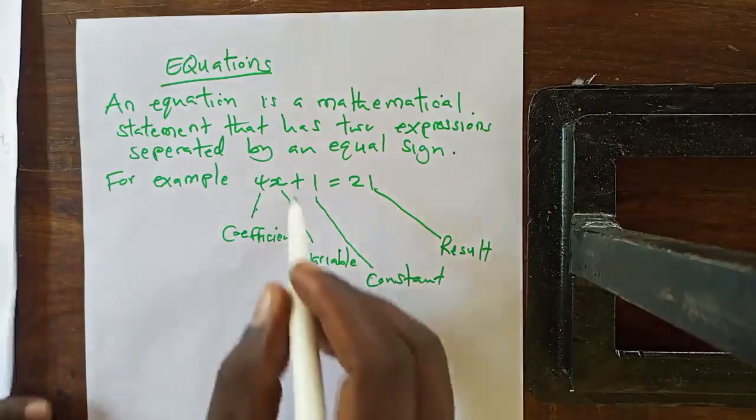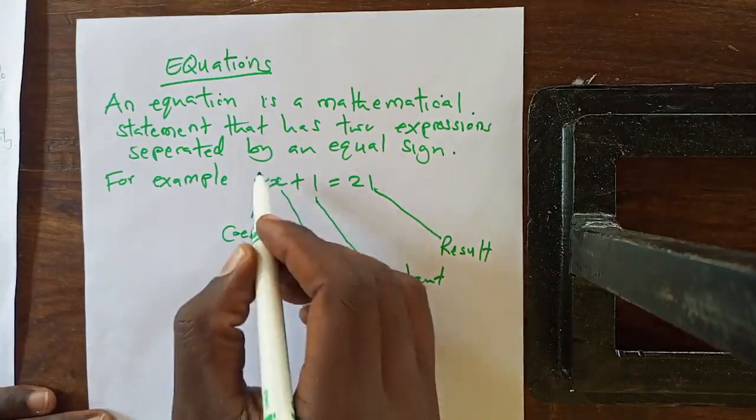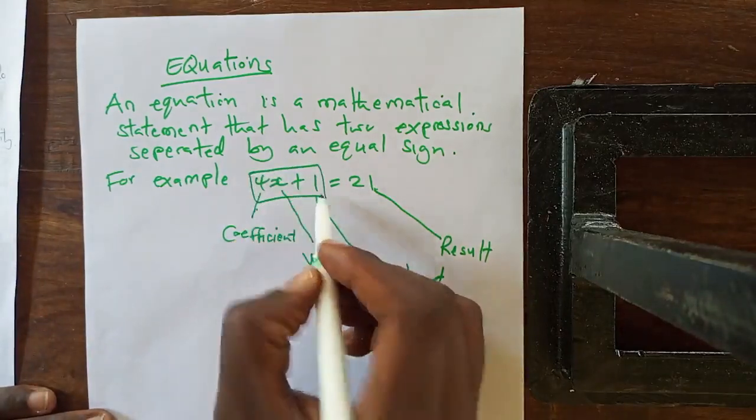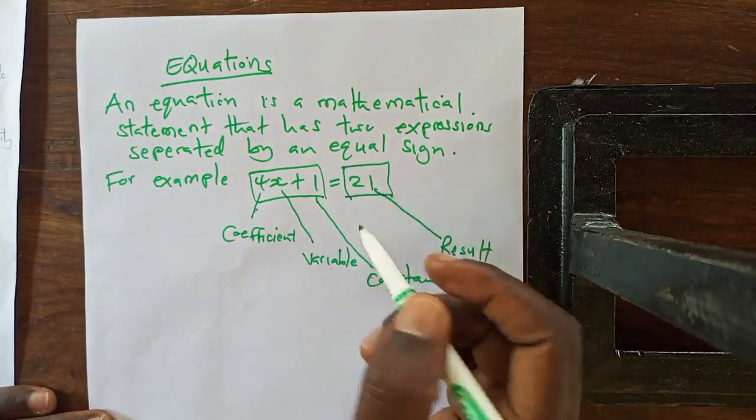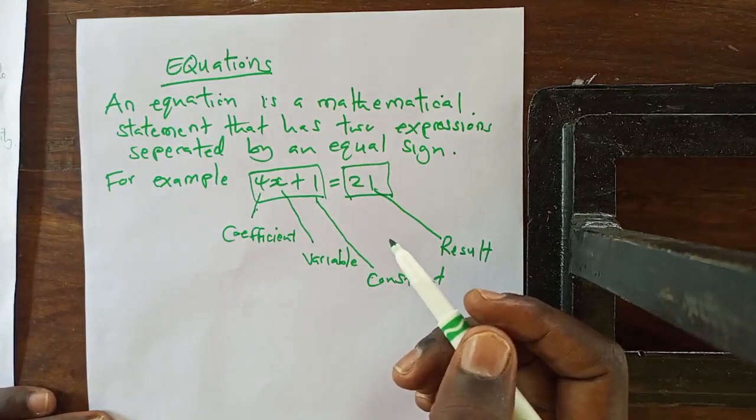Okay, so what is happening is that in an equation, the expression on the left hand side is equal to the expression on the right hand side. So what is on this side is supposed to be equal with what is here on the right hand side of the equation.